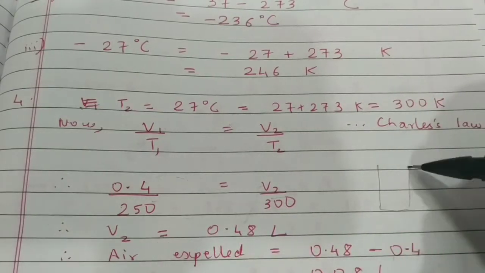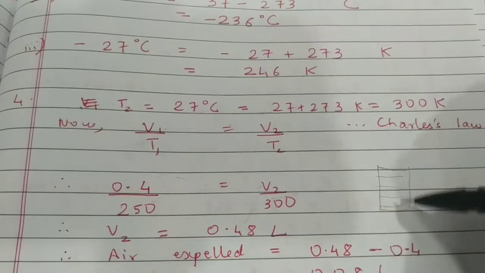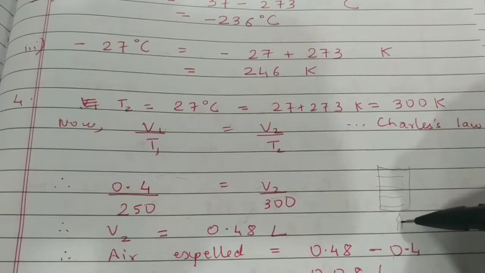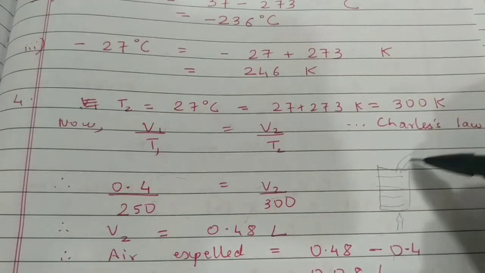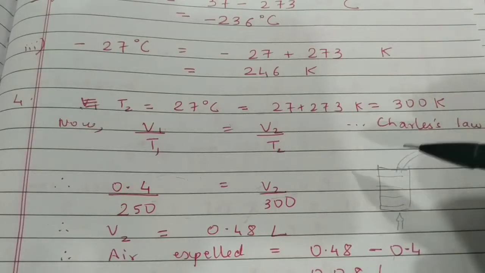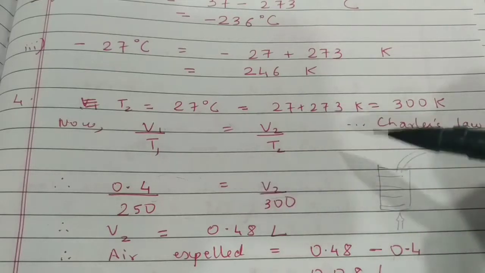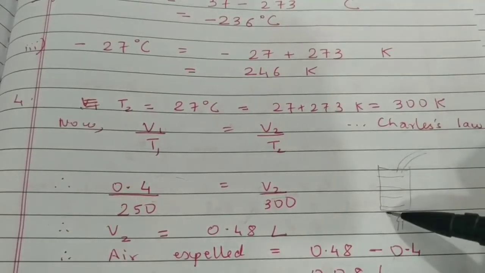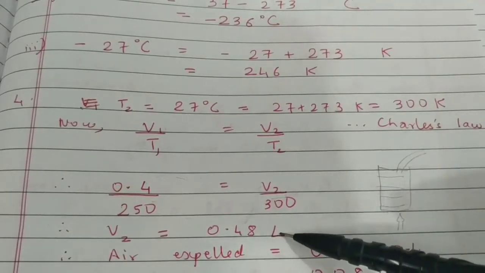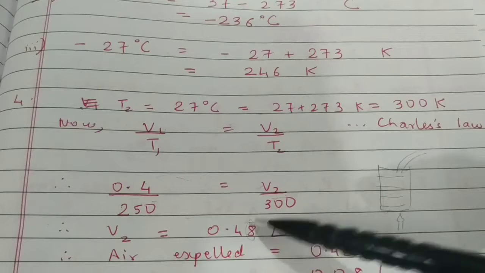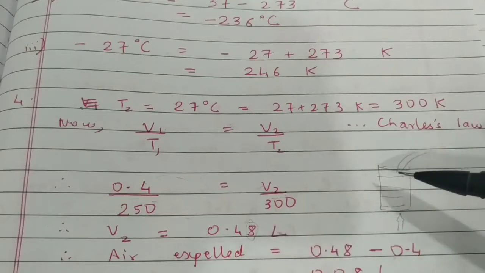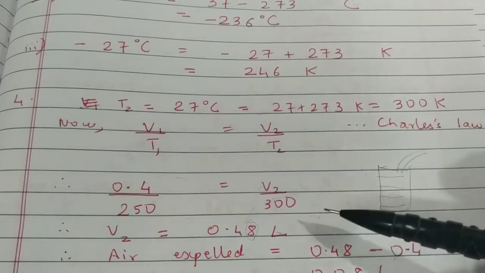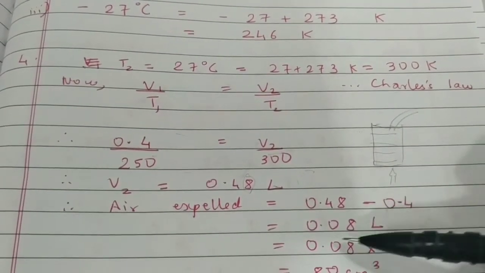Now what's happening here is, initially the container was totally filled with the gas, to the brim. The question is, if you heat it and increase the temperature, how much of the gas will be expelled? Initially the volume of the gas was 0.4 liters, which means the volume of the container is 0.4 liters. Now the new volume is 0.48 liters, so definitely there is excess gas, because gases expand on heating. The question was, what is the air expelled? So the sum isn't over yet. This air expelled will be the difference, which is 0.08 liters.